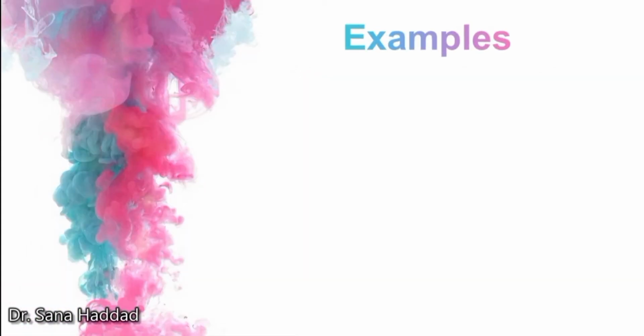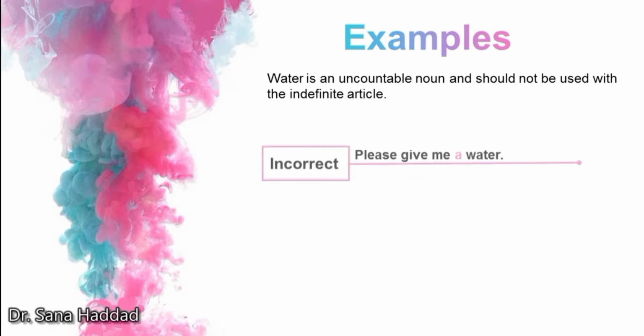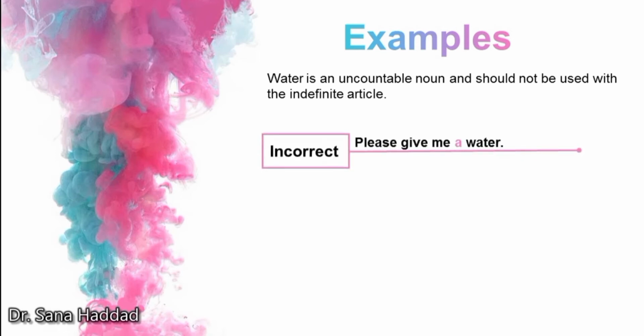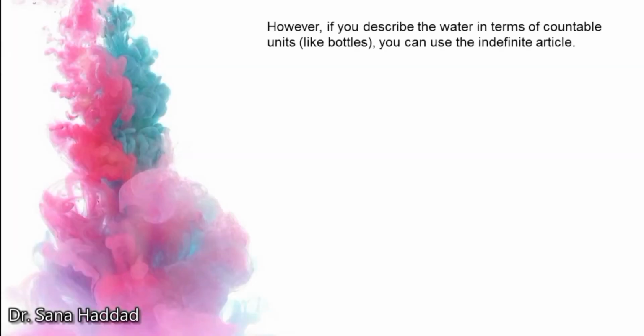Look at the following examples. Water is an uncountable noun and should not be used with the indefinite article. It's incorrect to say, please give me a water, and it's correct to say, please give me some water, because water is uncountable. However, if you describe the water in terms of countable units, like bottles, you can use the indefinite article.